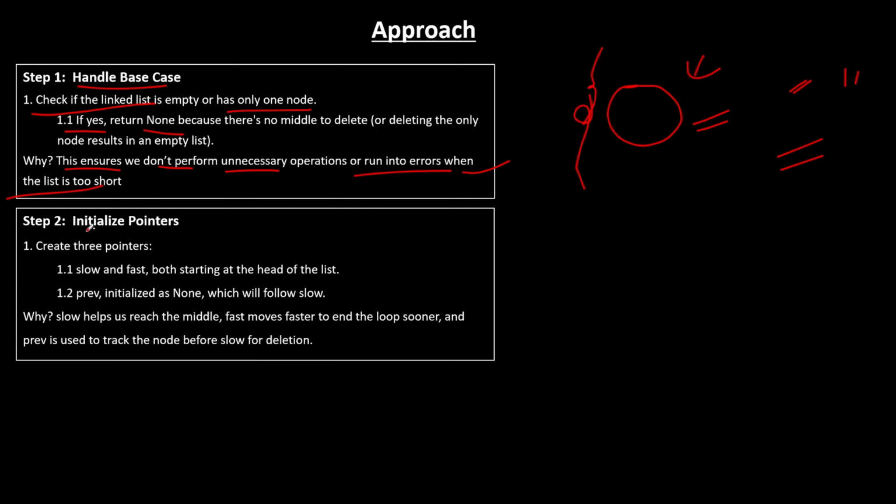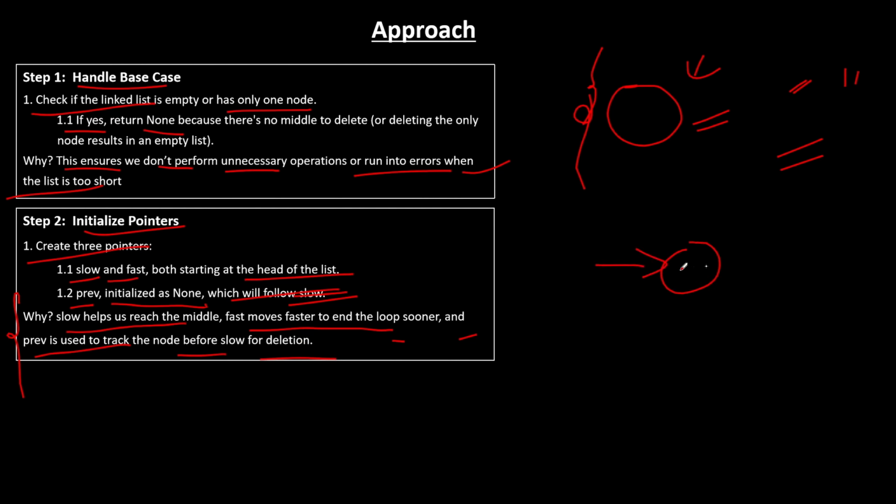Now, the second step will be initializing the pointers. We create three pointers: the slow pointer, the fast pointer, both starting at the head of the linked list, and a previous pointer, which we initialize to None because it will follow the slow pointer eventually. And why do we do this? Because slow helps us reach the middle node. Fast moves faster to end the loop sooner, and previous is used to track the node before slow for deletion of the middle node.